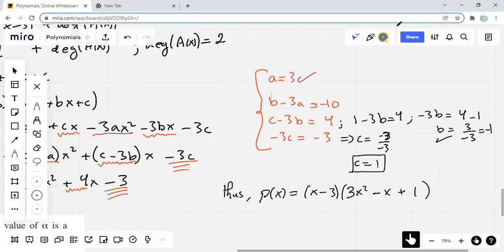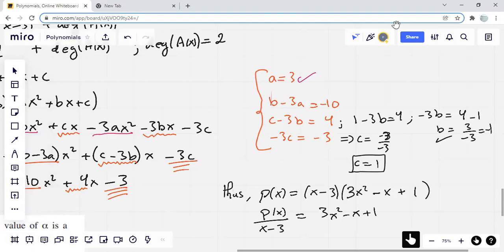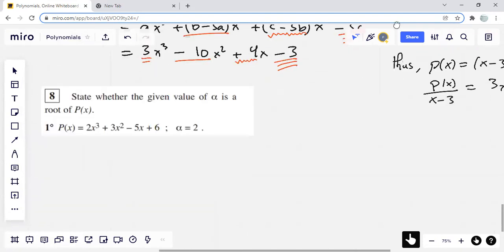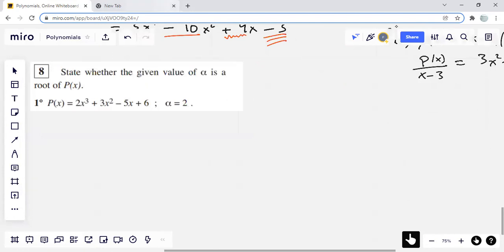We can also write that p of x over x minus 3 is equal to 3x squared minus x plus 1. Okay. Now for the other exercise, exercise 8, part 1.